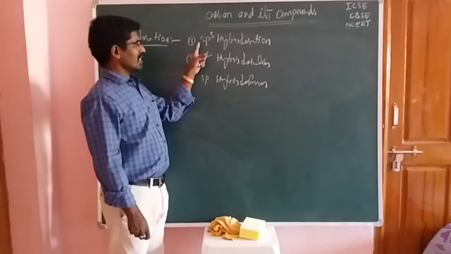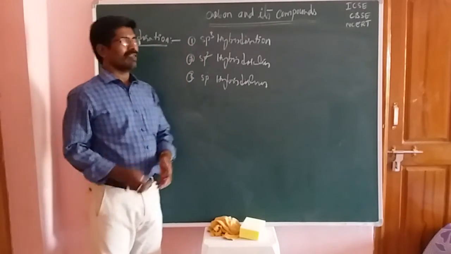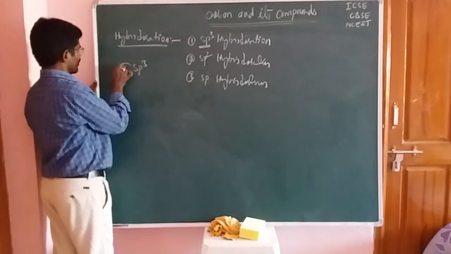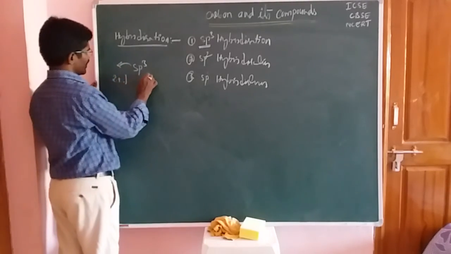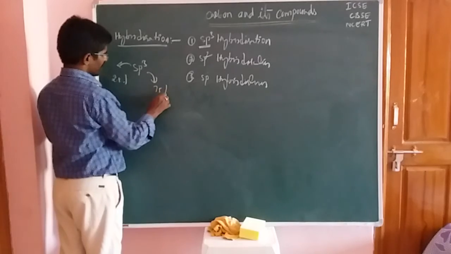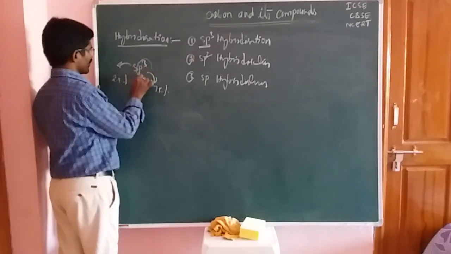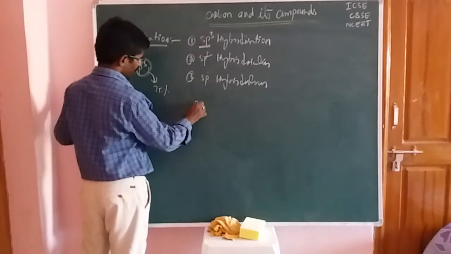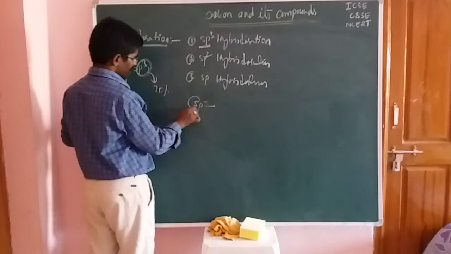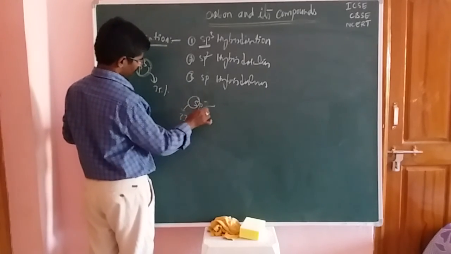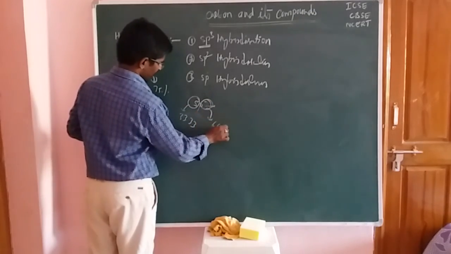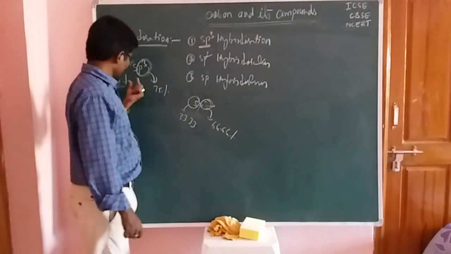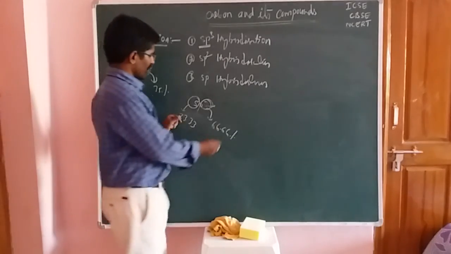Now the s character in sp3 hybridization is 25%, and the p character is 75%, because 3 p orbitals and one s orbital are involved. Next we go to sp2 hybridization. Here the percentage of s is 33.33% and the percentage of p is 66.66%. So from here to here, the s character increases.